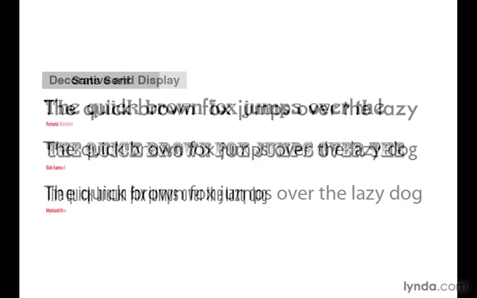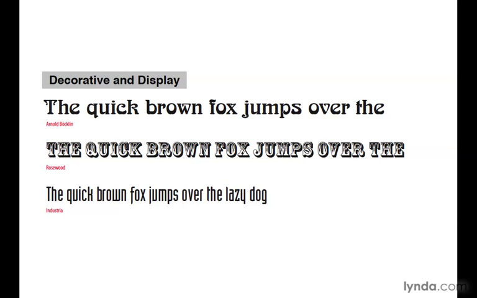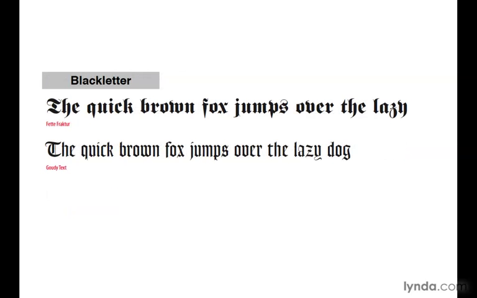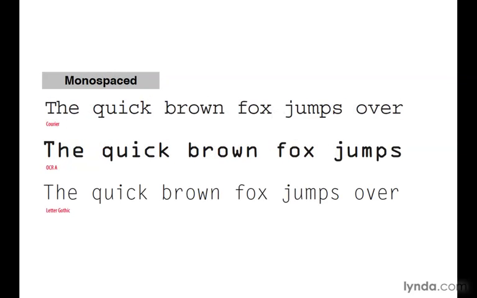Then we have a few more classifications, decorative and display. Their name is pretty self-explanatory, and these would be used for display and headline type. Then we have the black letter or fraktur category, which we see used on newspaper mastheads. Monospace fonts, a relic of the typewriter age where each letter occupies the same horizontal width. So if you want a typeface in some way to evoke type created on a typewriter, this would be a good choice.